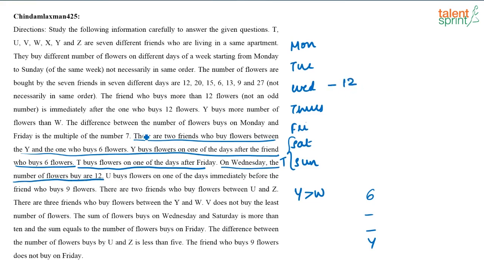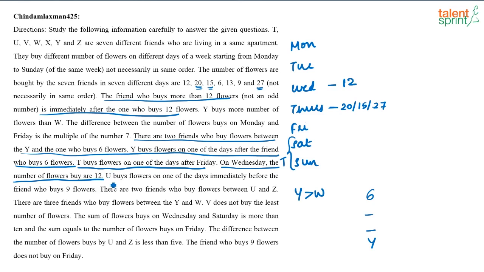Now next, there was one line given here: the friend who buys more than 12 flowers is immediately after the one who buys 12 flowers. So what will be the number of flowers the person who buys on Thursday buys? He will either buy 20 or 15 or 27, correct? He is buying more than 12 flowers. So Thursday can be 20 or 15 or 27. We don't know which is correct.